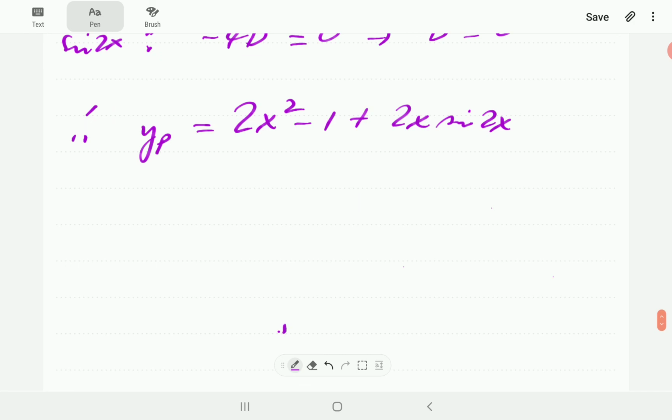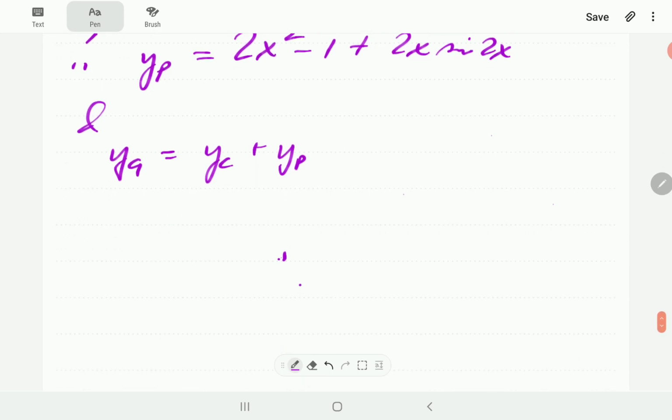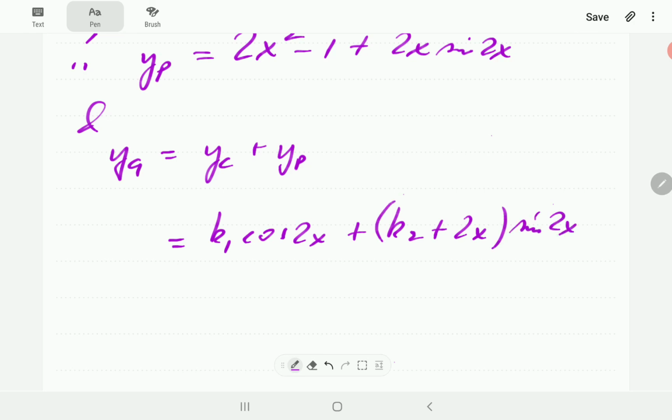And so the general solution, yg, is going to be yc plus yp. So this is going to be equal to k1 cosine 2x plus k2 sine 2x, then plus 2x squared minus 1. So that is going to be our general solution.